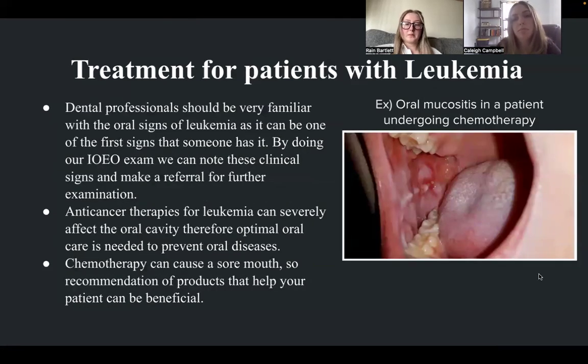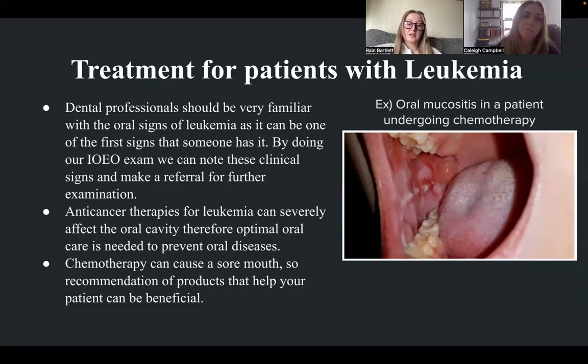Treatment for patients with leukemia. To the right, we have a photo of an individual with oral mucositis from chemotherapy. So we may see this in practice in the future. Dental professionals should be very familiar with the oral signs of leukemia, as it can be one of the first signs that someone has it. So knowing the signs of leukemia that we may see in the oral cavity, that I talked about earlier, is very important. By doing our IOEO exam, we can note these clinical signs and make a referral for further examination.